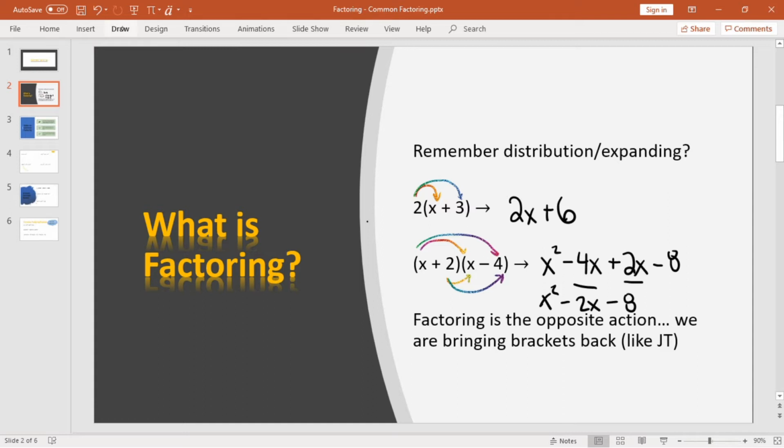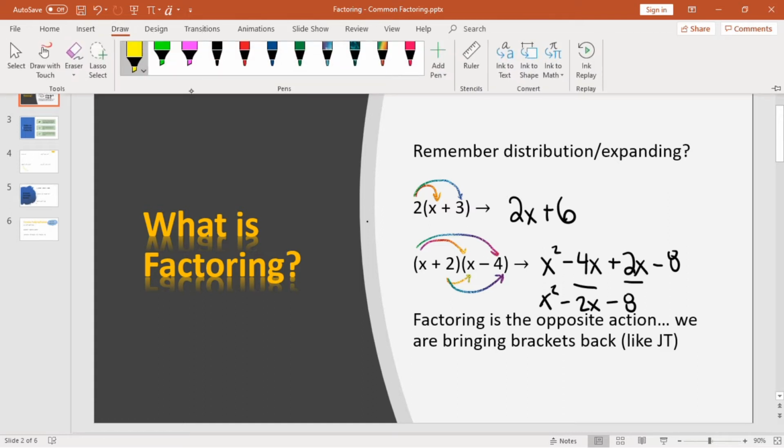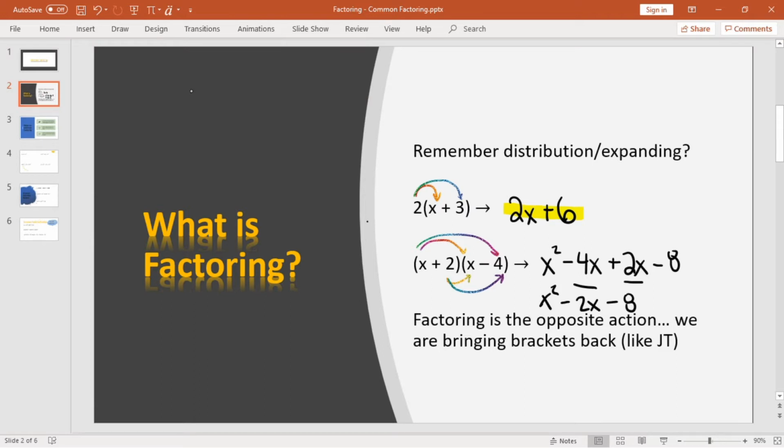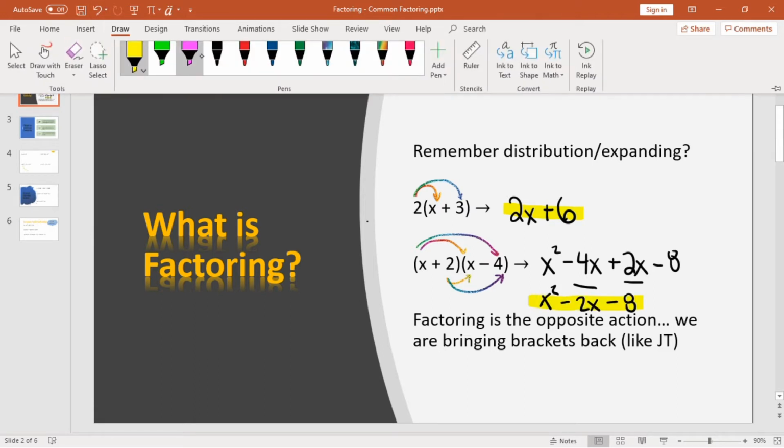When we do factoring, we are going to start in this location or this location, and we're going to take things out and put them in front. So we're adding brackets back into the equation. It is the opposite action.